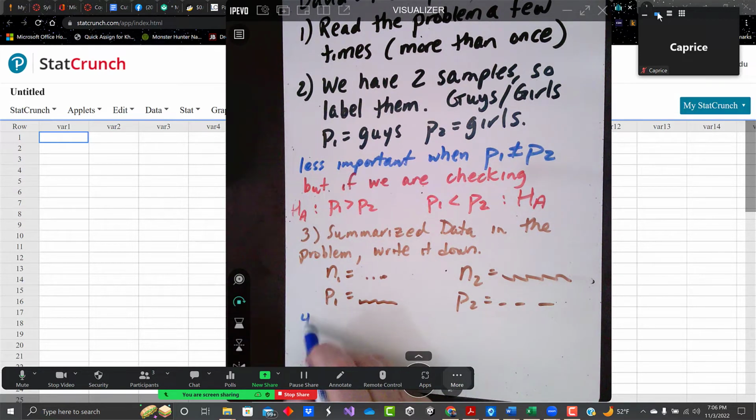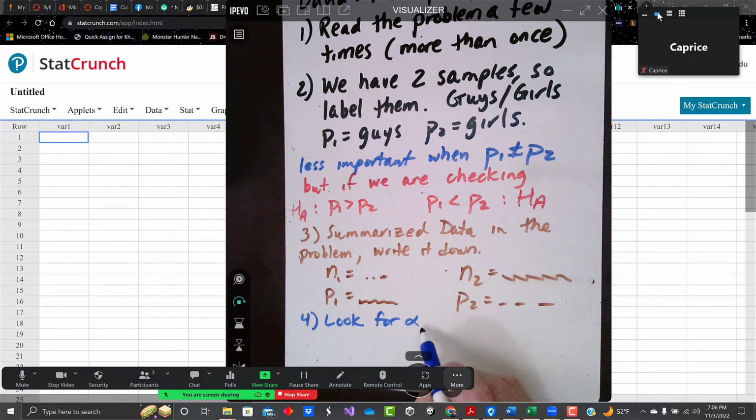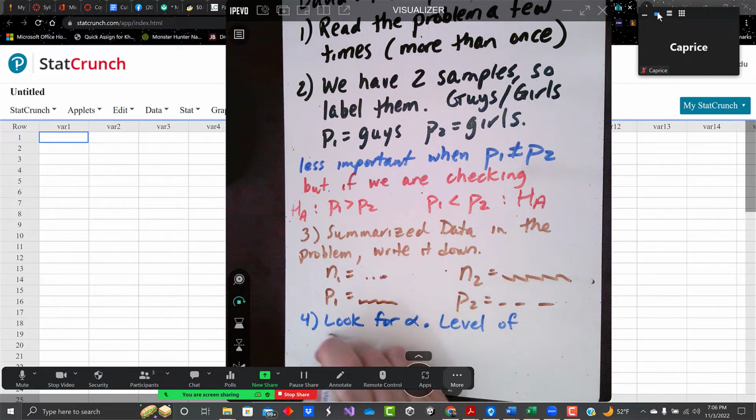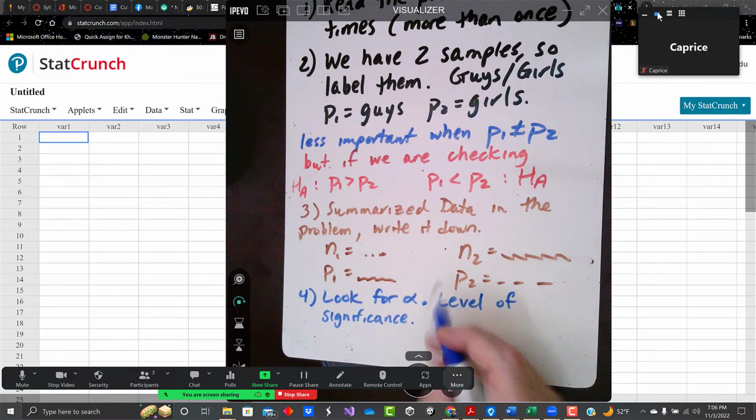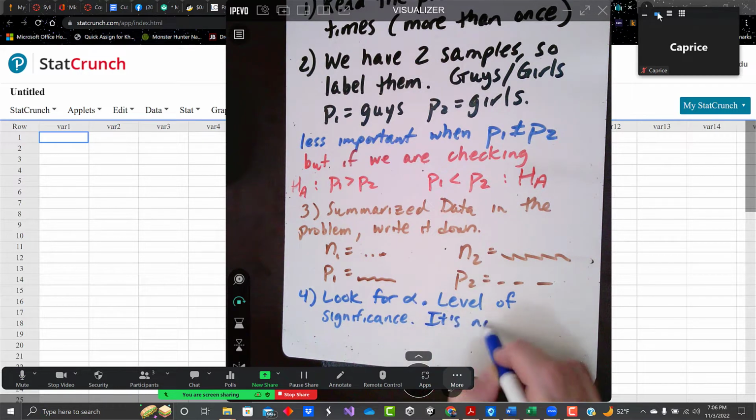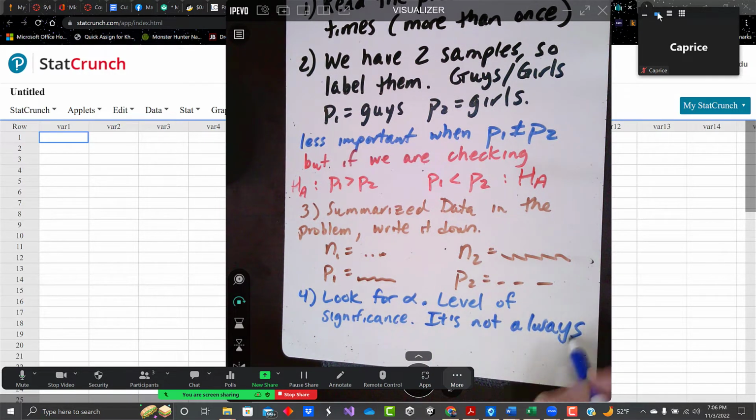And don't forget to look for alpha. It doesn't always say alpha. Sometimes it says level of significance. If it's listed there and you use the wrong alpha, you'll get it wrong. It's not always 0.05. And with that, we're ready to do some examples.